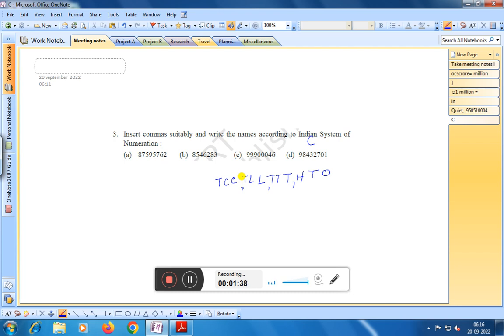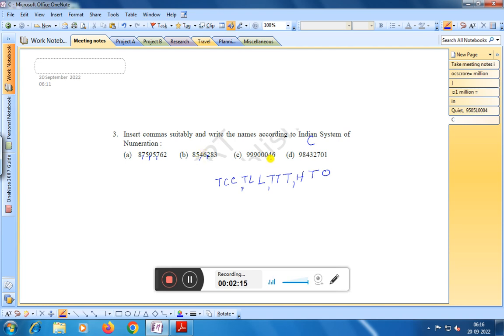Now question number A, you see here, A is ones, 10, 100, the comma will be here, that is after 7, right? After that 9, 5, after that 2 digits, here there will be a comma, and after that 5, 7, you have to put another comma here, right? This is the rule. Now question number B.